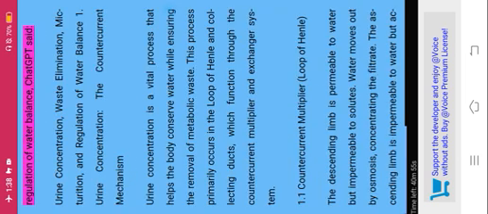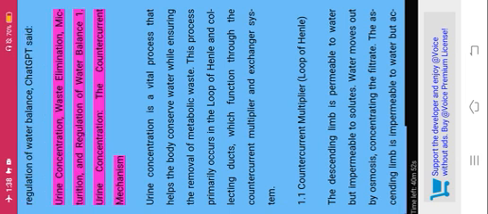You said: urine concentration, waste elimination, micturition, regulation of water balance. ChatGPT said: Urine concentration, waste elimination, micturition, and regulation of water balance.